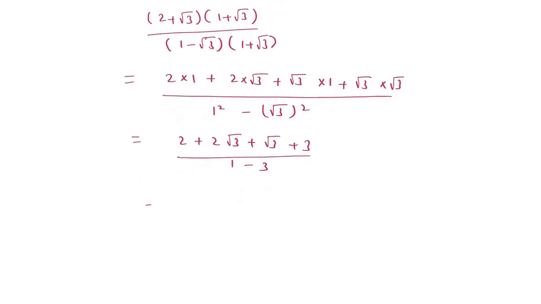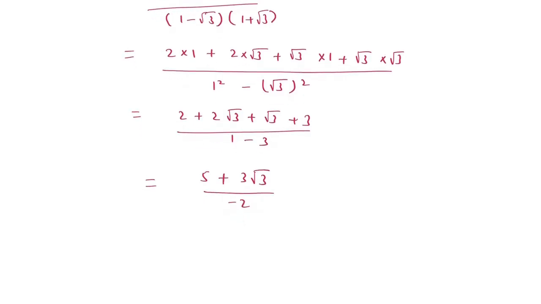Okay, so now let us combine the like terms. We are going to have 5 plus 3 root 3 over negative 2. Simplifying this, we are going to have negative 5 over 2 minus 3 root 3 over 2. And this is going to be our answer.